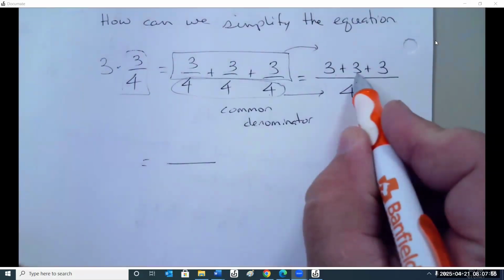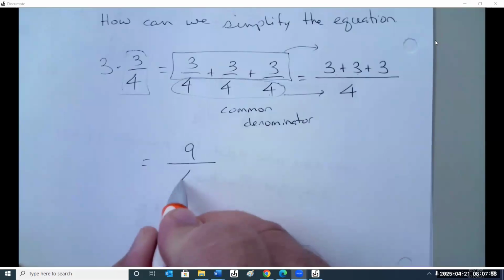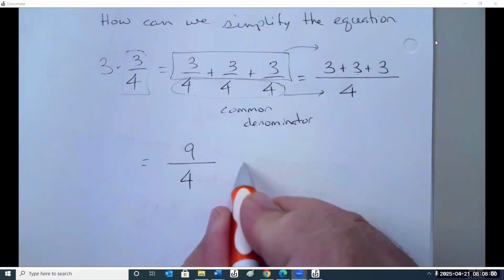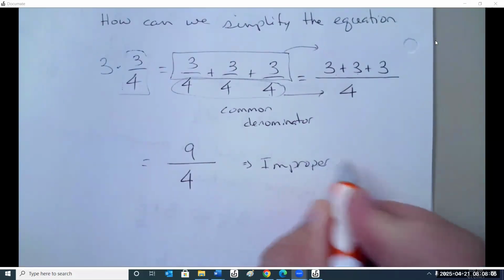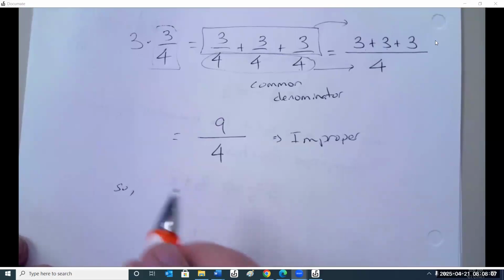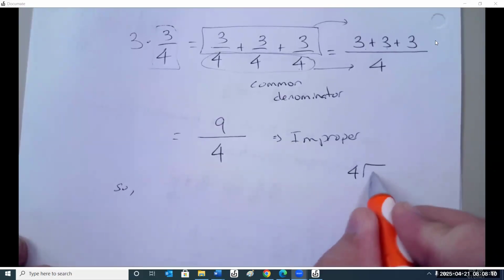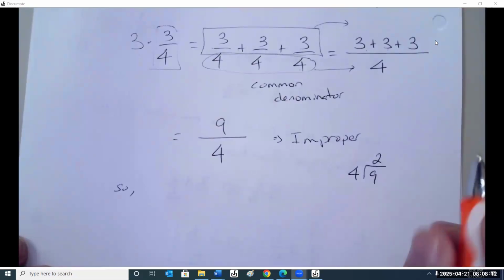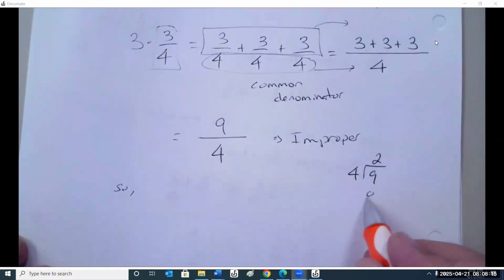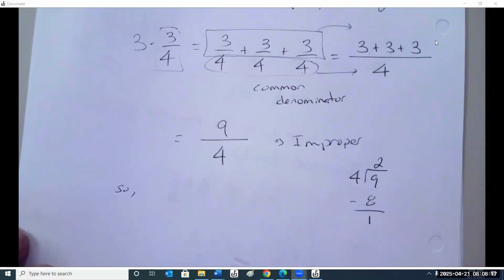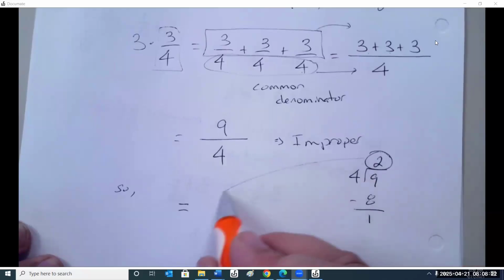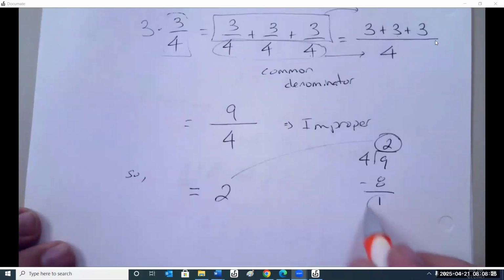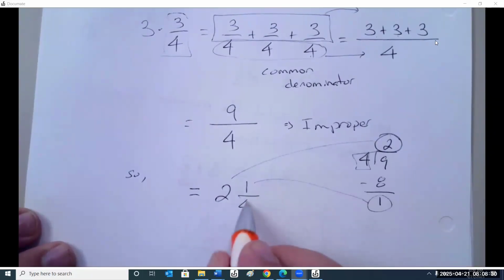So 3 plus 3 is 6, plus 3 is 9. It's improper. So 4 goes into 9 2 times. 2 times 4 is 8. So equals 2 and 1/4.